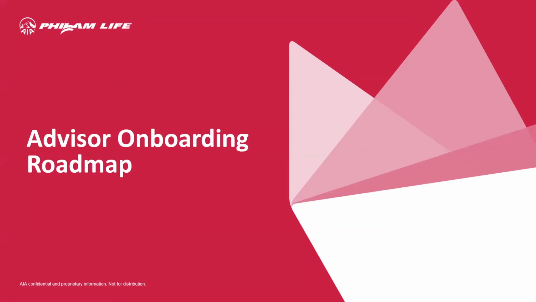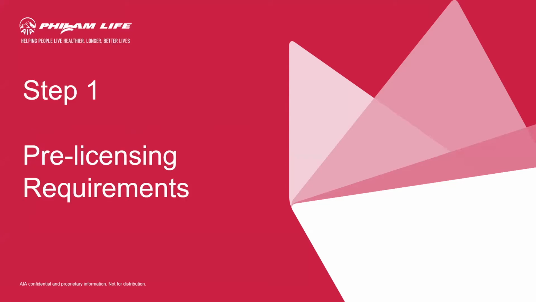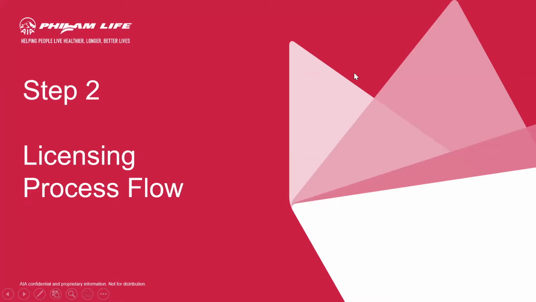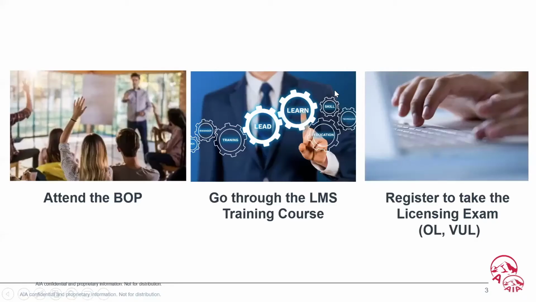Okay, this is just a quick background of what's happening once you submit the application. I'll start with pre-licensing requirements. Of course, you have to attend the BOP, go through the LMS training course, and register for the license exam registration. Whether it's OL or VUL, we need to register.